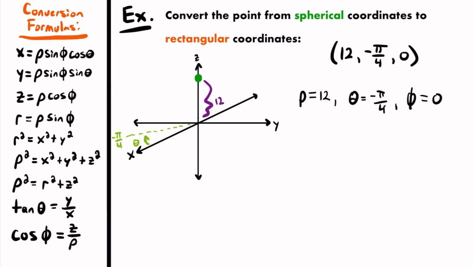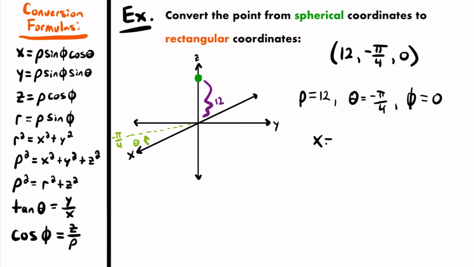So if we do our conversion correctly, we should get rectangular coordinates of 0, 0, 12, right? X and y should both be 0, and the z coordinate should be 12. Let's see if that's what we get. Let's use those same three conversion formulas that we used in the previous example. These first three right here allow us to convert from spherical coordinates to rectangular coordinates.